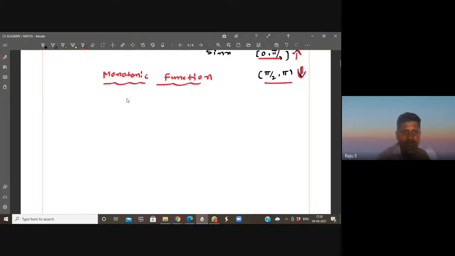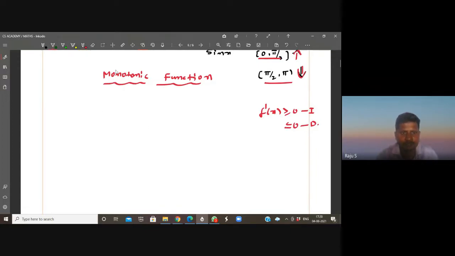So the test for monotonicity, already we discussed: f dash of x is greater than 0, or f dash of x is lesser than 0. Those conditions are the test for monotonicity, meaning whether it is increasing or decreasing with the help of the first derivative test. Greater than or equal to 0 is increasing, lesser than or equal to 0 is decreasing. That's all. This is called the test for monotonicity, right?